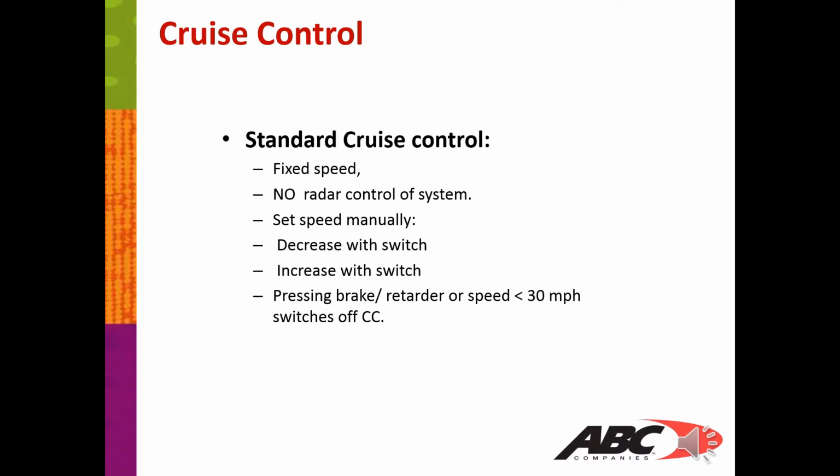For your standard cruise control, you have a fixed speed, no radar control of the system. You set the speed manually, decrease with the switch or increase with the switch. Pressing the brake or retarder, or speed less than 30 miles per hour, switches off cruise control.